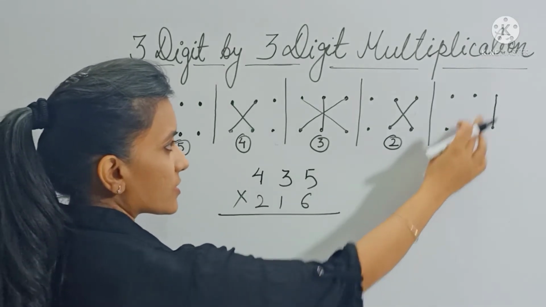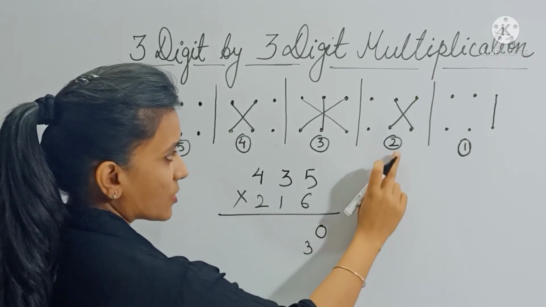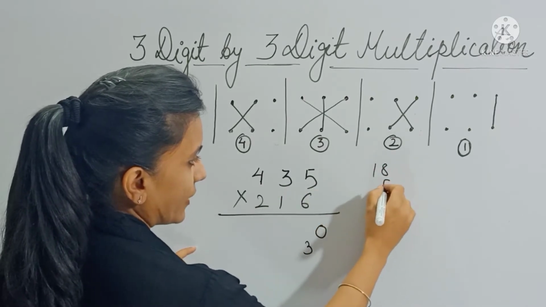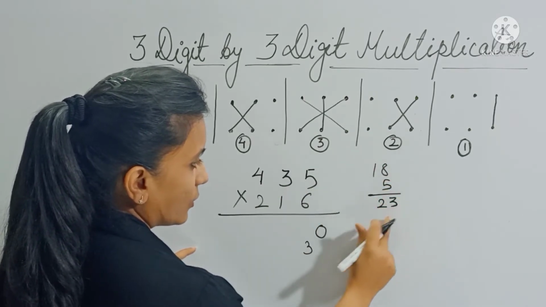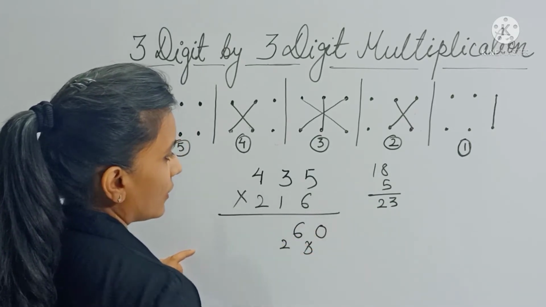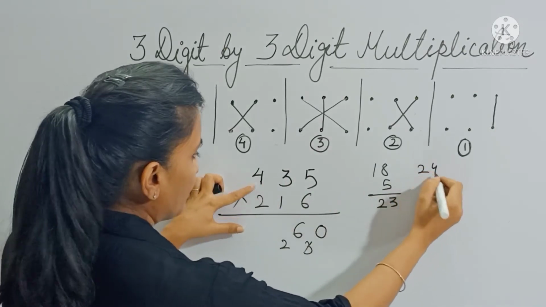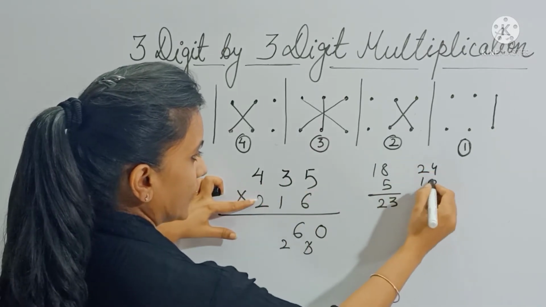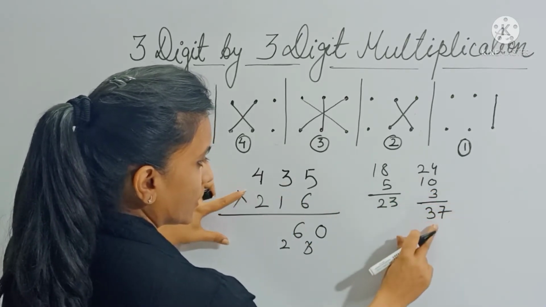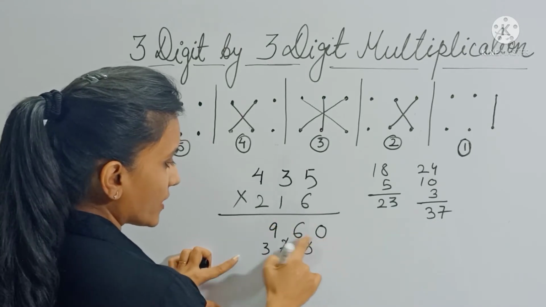So first step is I. So 5 6s are 30. Second step is cross. So 3 6s are 18 and 1 5 is 5, which is 23. Now 23 plus 3 is 26. Now third step is star. So 4 6s are 24, 2 5s are 10 and 3 ones are 3, which is 37. 37 plus 2 is 39. So 3 steps are done.